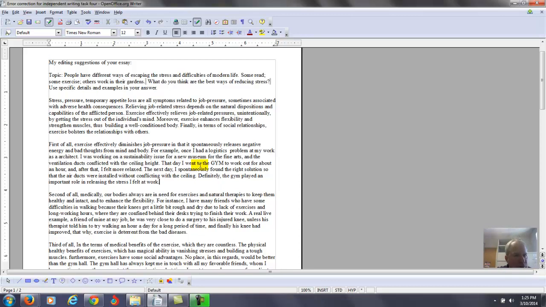Okay, so I think this paragraph needs to better tie back to the actual thesis. You're talking about flexibility and strength of muscles, right? I'll take out what we need to do here. So I'm going to go back to your thesis, get rid of the strength and the muscle thing. I don't think you're really meaning that point in this second paragraph or third paragraph. More exercise enhances flexibility, thus building a well-conditioned body.